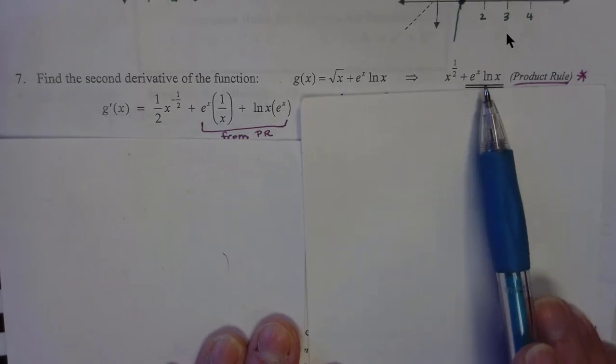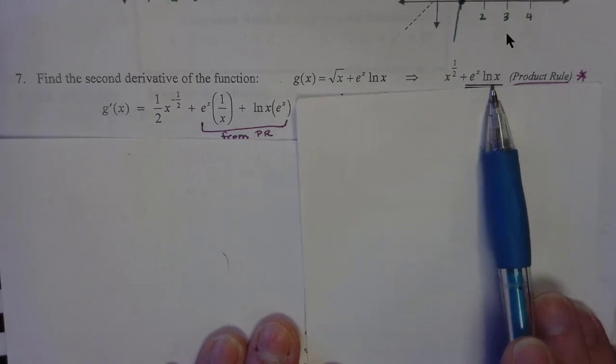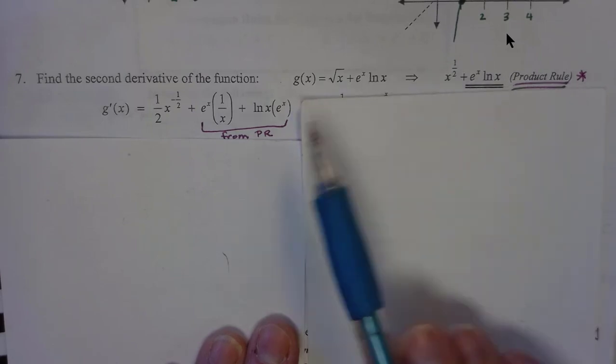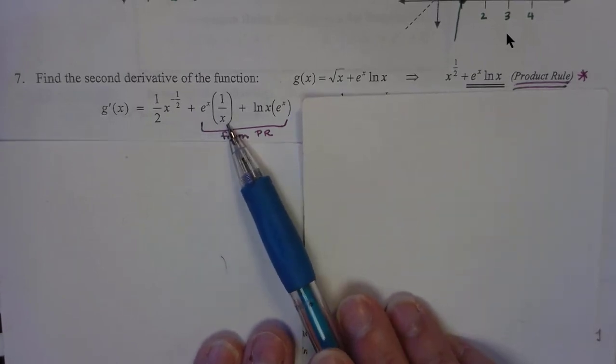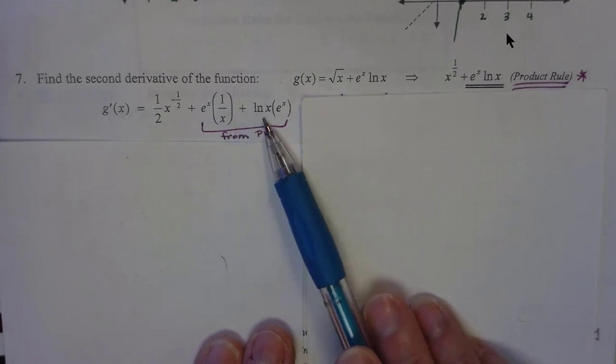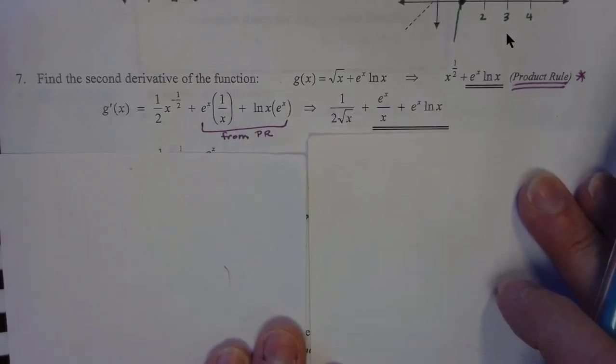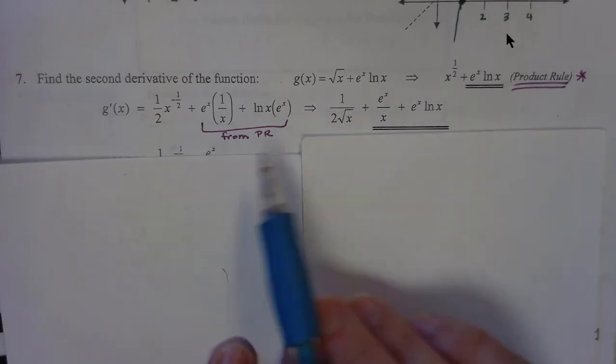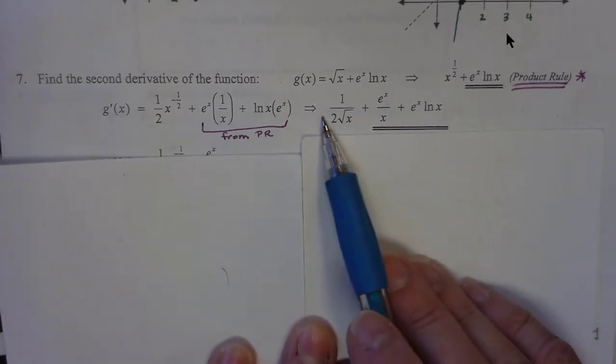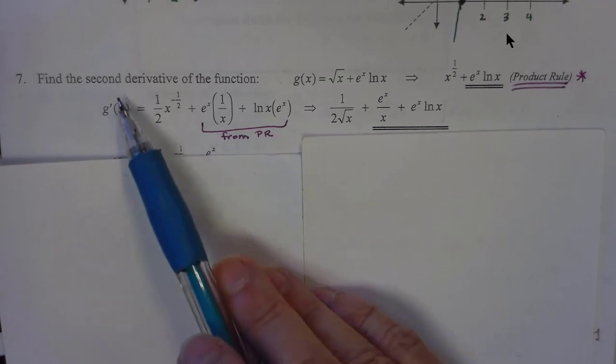Here I have a product. E to the x times the derivative of natural log of x plus natural log of x times the derivative of e to the x. There's our product rule. And I'm going to clean it up a little bit. Now this is the first derivative. I want the second derivative.